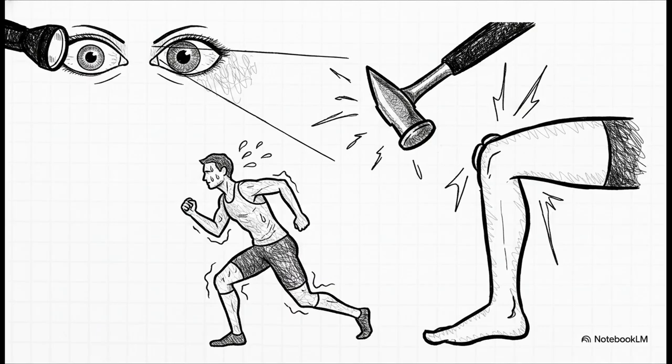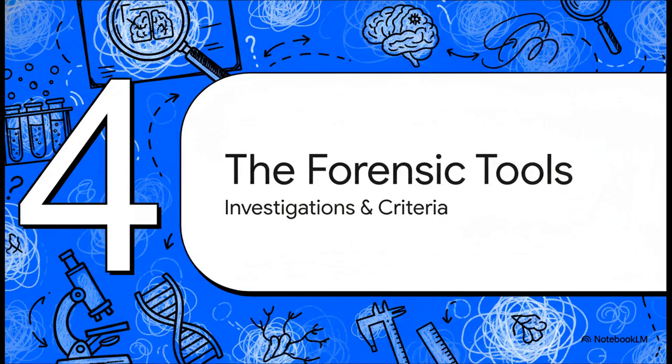Babinski sign. And I want to pause here to highlight a very specific clinical pearl, McDonald sign. This is a highly specific MS sign characterized by rapidly increasing weakness and gait impairment that is explicitly triggered by physical exertion. Finally, Part 4, the forensic tools, investigations, and the diagnostic criteria.